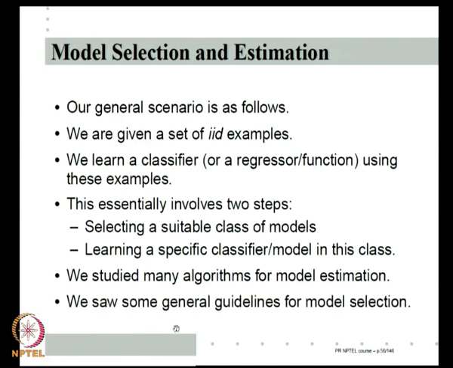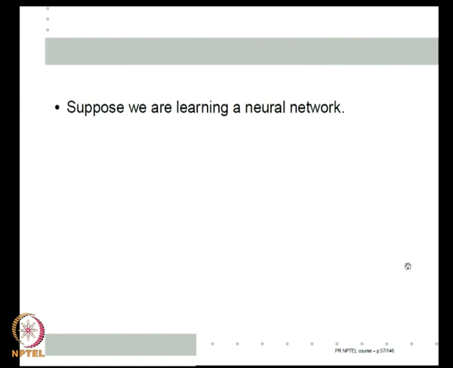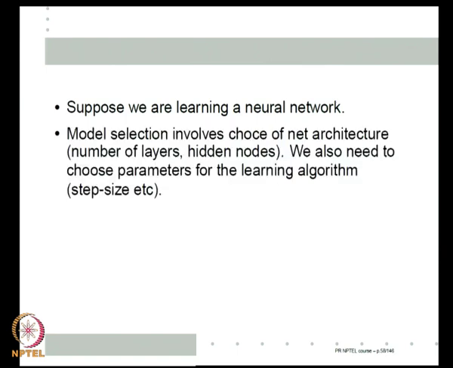Of course, at various points we said, how do I decide the model, how do I decide how many hidden nodes to have in my neural network. So, that is the issue of model selection, right. For example, suppose you are learning a neural network model. What does model selection involve? It involves the choice of the network architecture. Let us say I have to first choose the number of layers, one hidden layer, two hidden layers, and so on. Then I have to choose the number of hidden nodes, I have to choose activation functions, then we have to choose the parameters in the learning algorithm, all this. All this is part of the model selection.